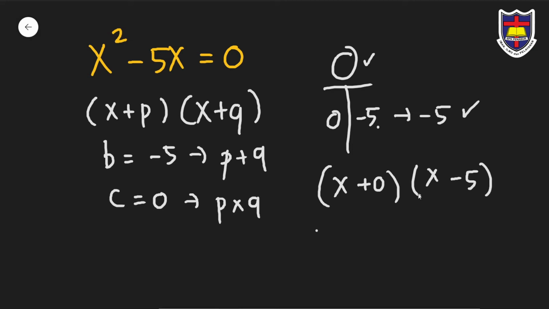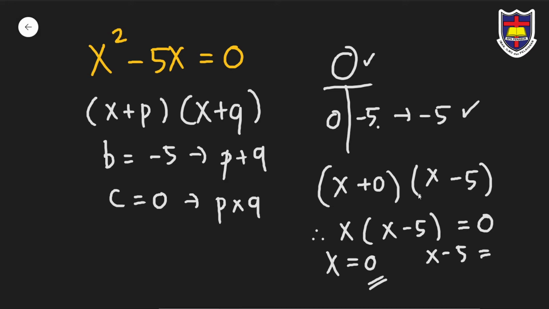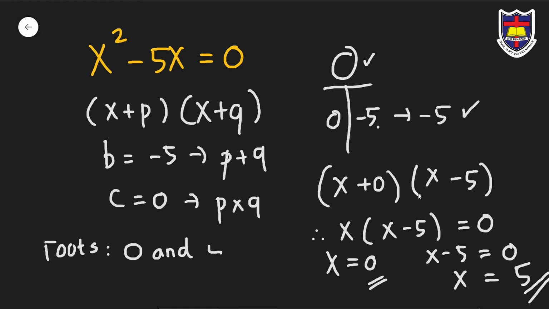So we have x times (x minus 5) equals 0. So we can write x equals 0, and then x minus 5 equals 0, so x equals 5. So these are the roots of it. We can write, the roots are 0 and 5.